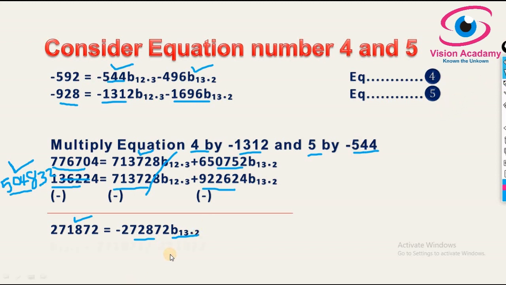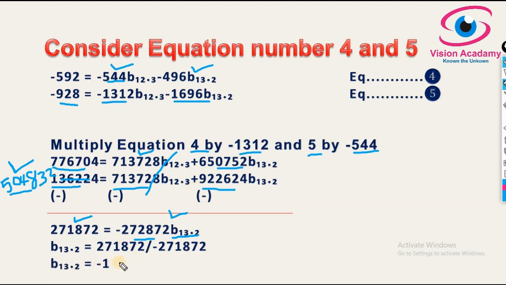So I can easily derive this. So B13.2 is equal to 2,71,872 by this value, minus 271,872. So we will divide one value by the other. So we got B13.2 is equal to minus 1.